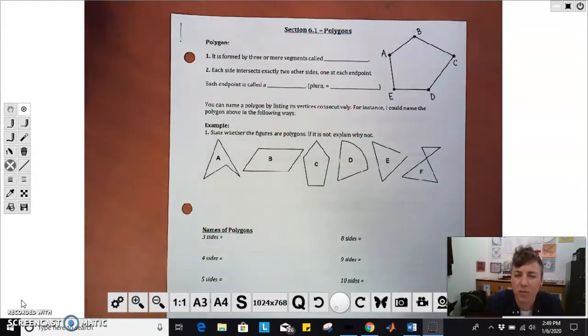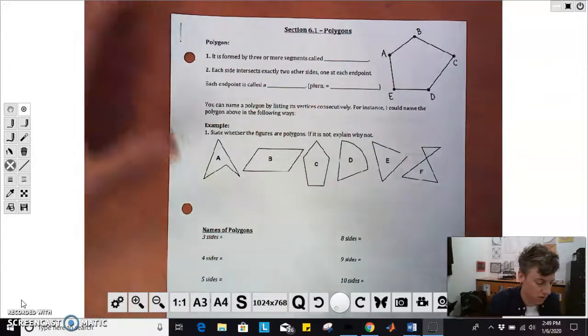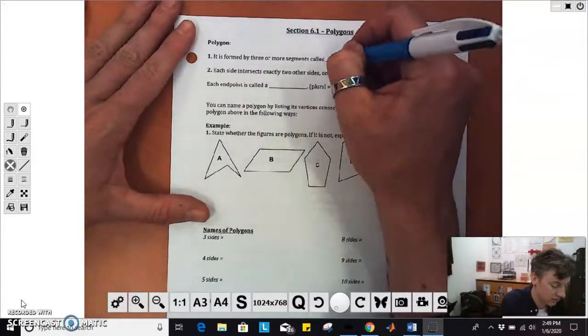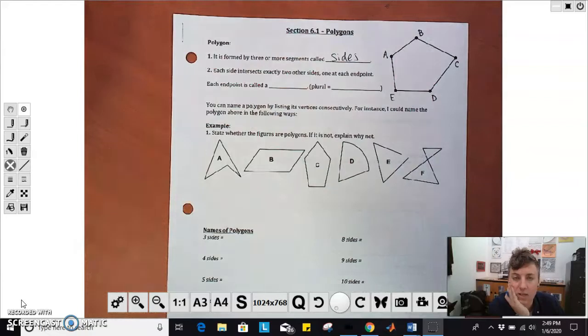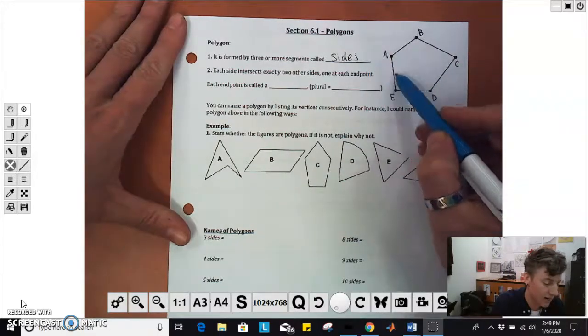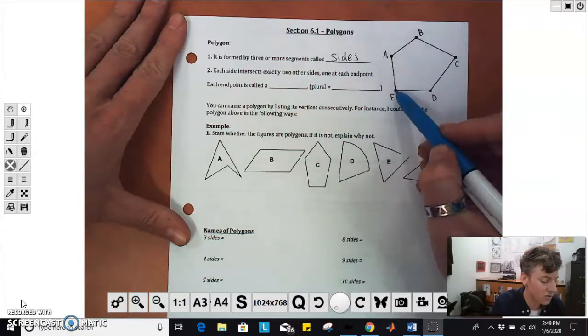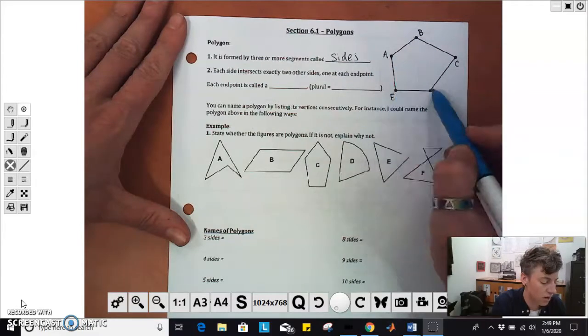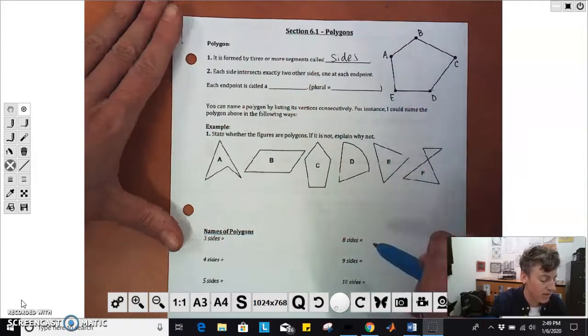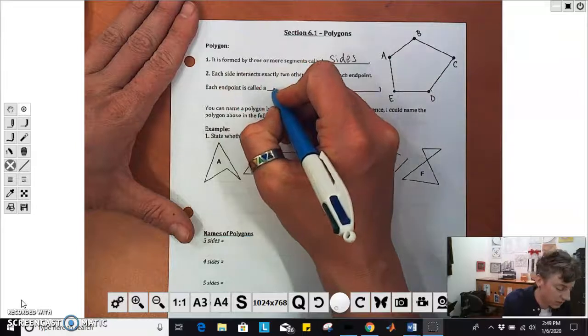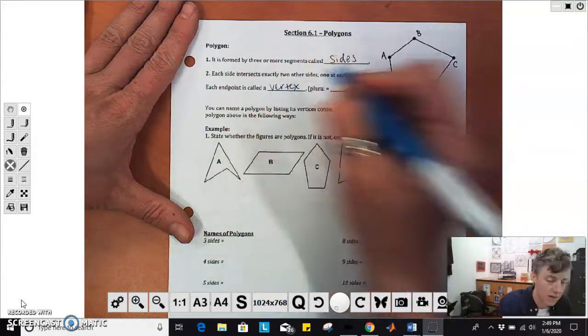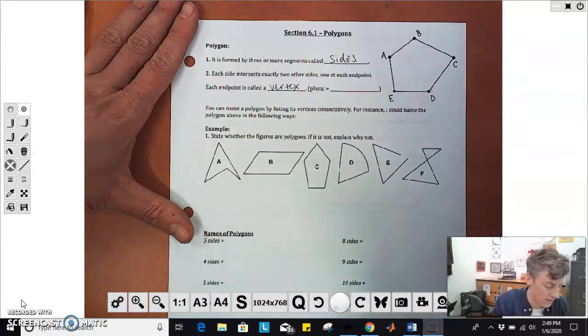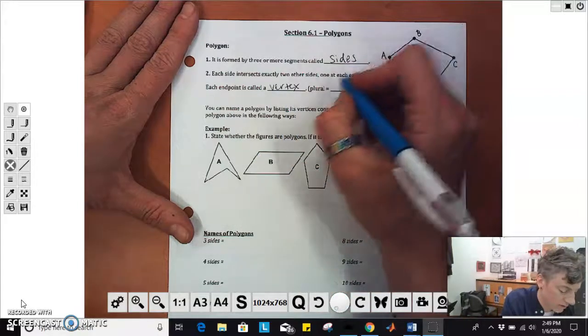Well, they are formed by 3 or more segments called sides. Each side intersects exactly 2 other sides, one at each endpoint. So each side, like this side AE, intersects exactly 2 other sides, one at each endpoint. Each endpoint is called a what? Vertex. You're correct. And if we have many of these, the plural is vertices.